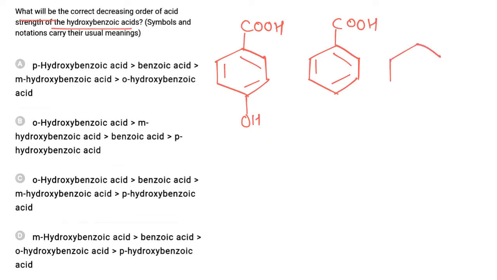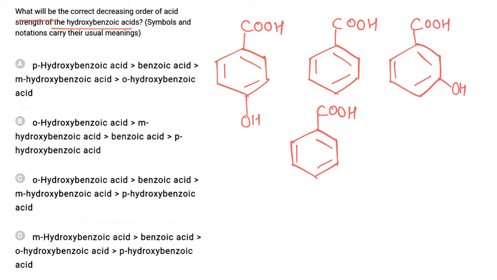Meta hydroxybenzoic acid. Now this molecule is meta hydroxybenzoic acid, and we have ortho hydroxybenzoic acid, in which COOH and OH are situated at ortho position. Now any electron withdrawing effect increases acidic strength. Acidic strength depends on presence of electron withdrawing group and decreases by presence of electron donating group.